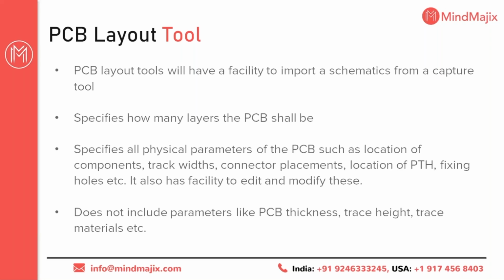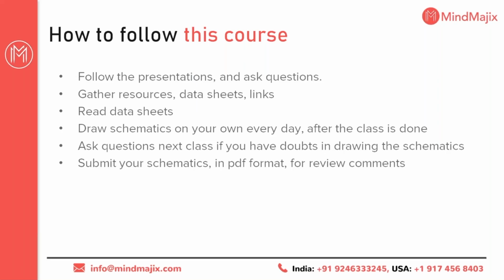The PCB layout tool by default creates the netlist onto the PCB in several layers, and you can change the track width, the component placement, location, holes, and mounting holes, those things you can define. So this is where your actual physical PCB is created. It does not include the PCB thickness, trace height, trace material, what type of PCB material you use and all that. Those are typically sent as instructions to the PCB manufacturer. So that's how the design process goes.